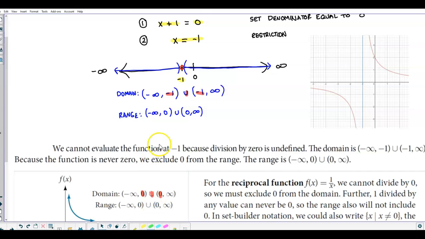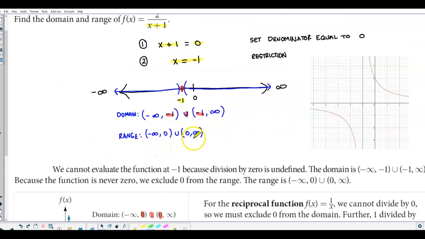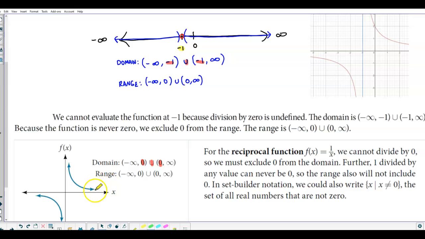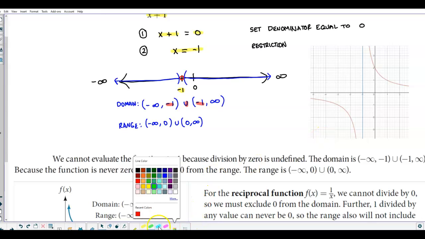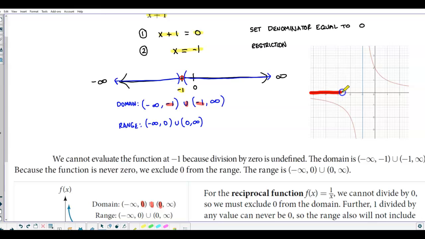Now, when we get to the range, okay, the range is similar to the reciprocal function here. So let's take a look here. Going back to the domain, we can see that we're going to go from -infinity to the value of -1 on the x-axis, and then starting again, going from -1 to +infinity.